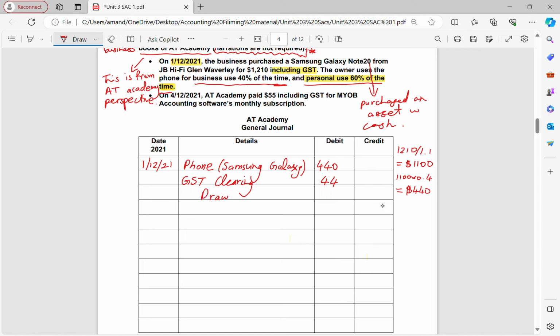And here's a trickier part. Drawings is going to be, whoops, why have I indented it? I put it as credit. That is not right. It's being debited because drawings is increased, and that's written as a debit, because we have essentially paid for this phone, and the business has paid for this phone, but the owner's using it, so it's consuming the business's assets, which is simply drawings. So we're gonna put drawings here, which is gonna be 60% of the times.